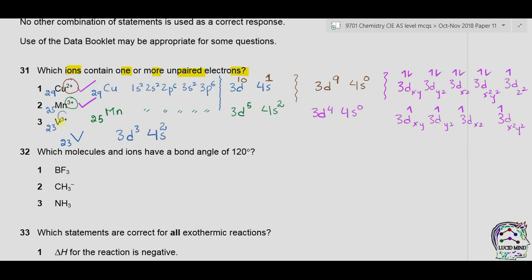As the charge is +3, it means 3 electrons are lost. 2 will be lost from 4s and 1 from 3d. So it will become 3d2, 4s0. As there are 2 electrons in 3d, so both will be unpaired. So 3 is also correct. As all options are correct, the answer is therefore A.